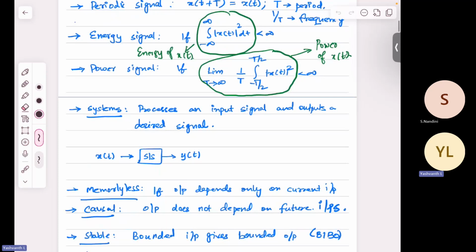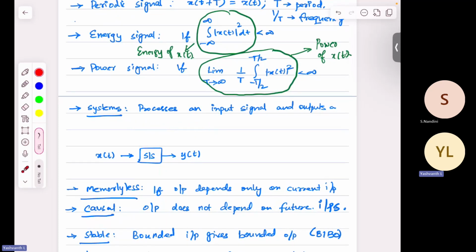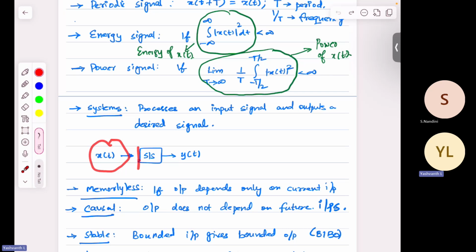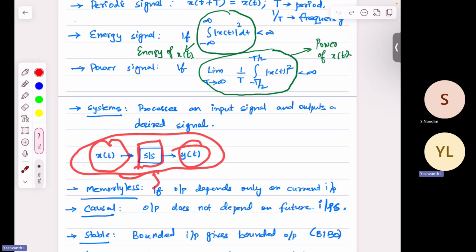Now, what is a system? A system is something that processes an input and outputs some desired signal. And what signal it outputs depends on what the system is doing to your input signal. So mathematically, you take x of t, pass it through some system, and you get y of t. Such processing is also called signal processing, and that is done by what is called a system.